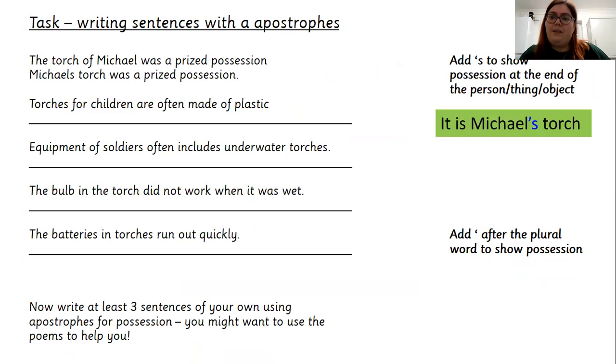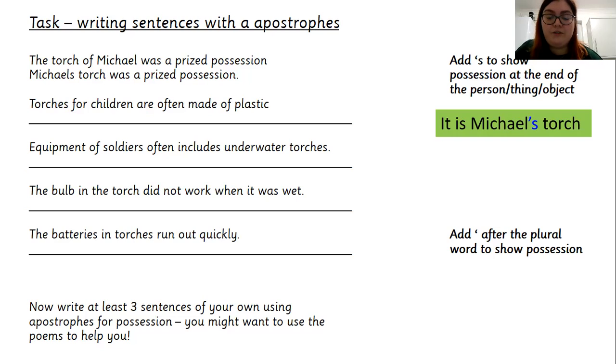Writing sentences with apostrophes. I don't need the A there. So your sentences, I've done the first one for you to model. The torch of Michael was a prized possession. So your sentence underneath, you need to reword that sentence using an apostrophe. So I've only started you off. I've put Michael's torch was a prized possession.